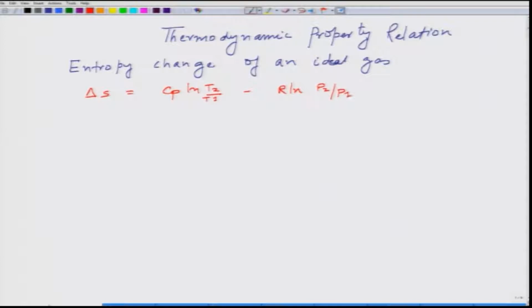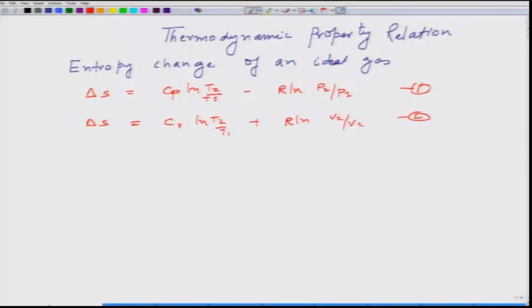Okay, so we have this one relation which we derived earlier, and there is another relation based on Cv. So, this was one equation, and this was another equation for obtaining the changes in the entropy for an ideal gas. Now, we can also derive another relation for finding the changes in entropy for an ideal gas. Without deriving, I am going to write this expression.